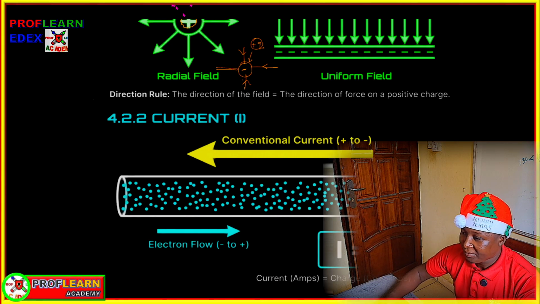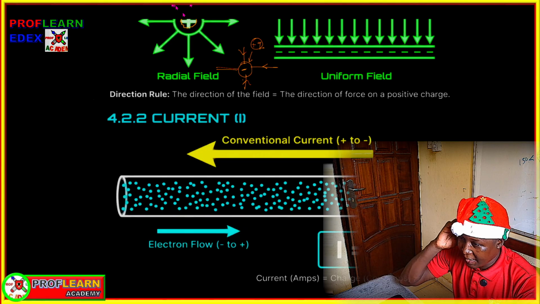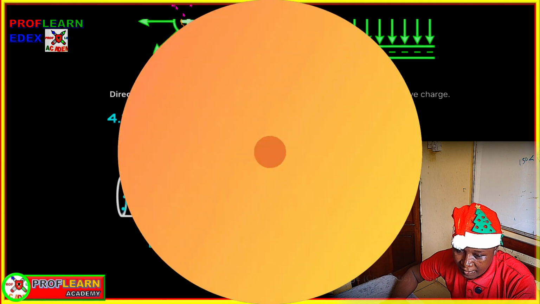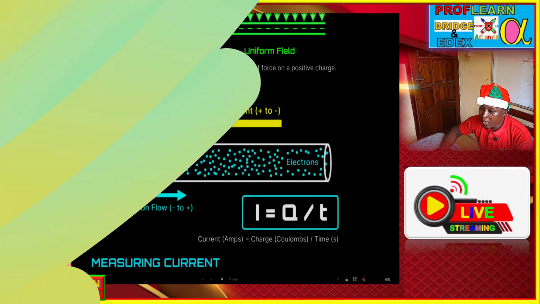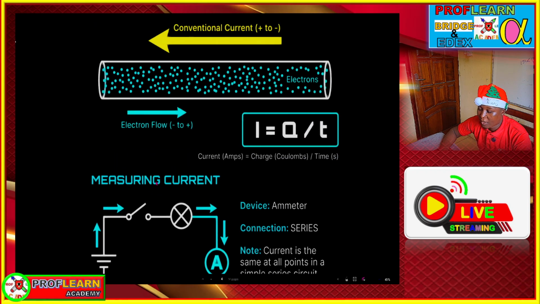Now, if we look at this diagram at this given point, you realize that electrons are going to flow from the negative terminal to the positive terminal, but current is going to flow from the positive to the negative.